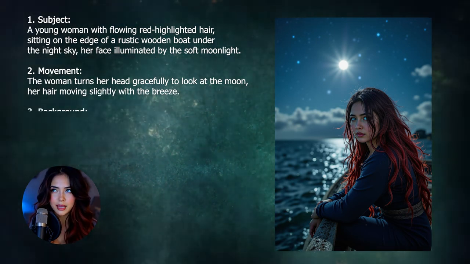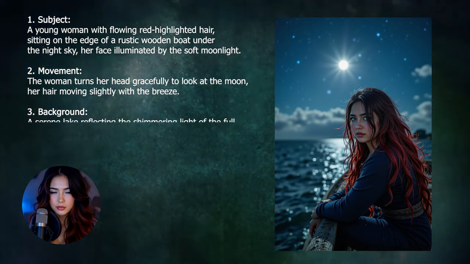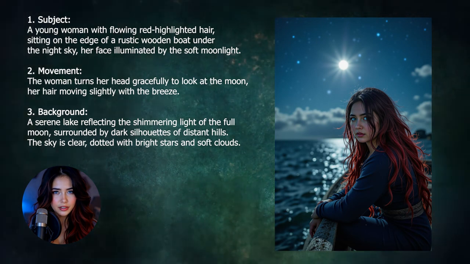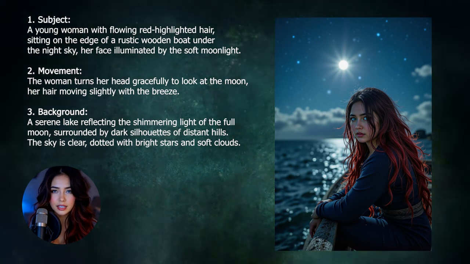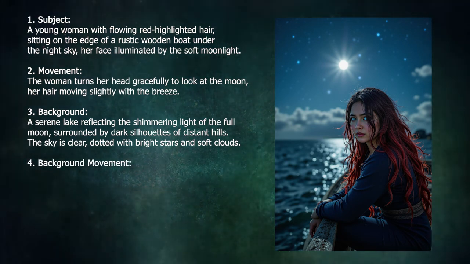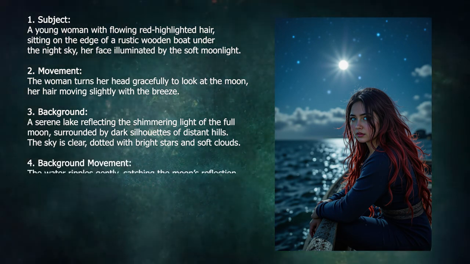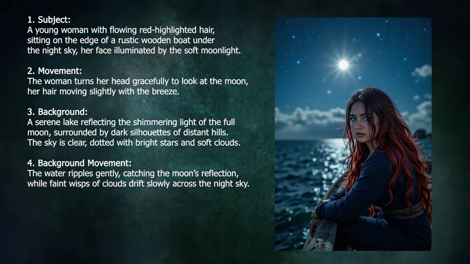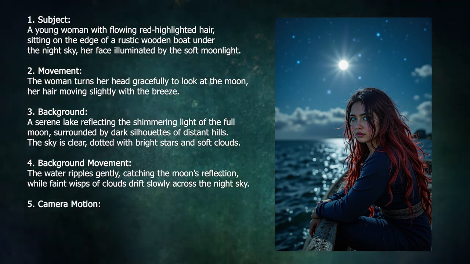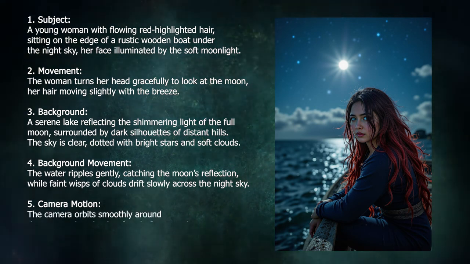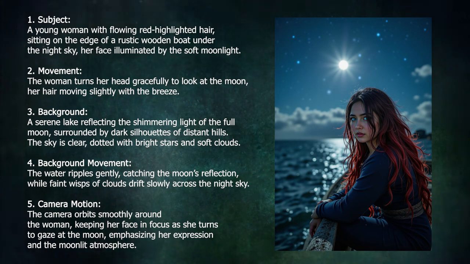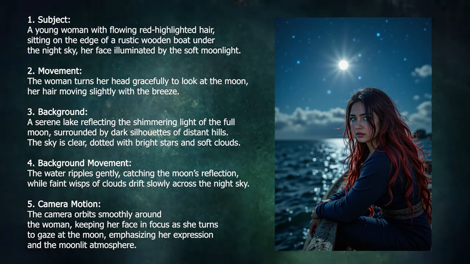Next, we have to describe the background, so I'll say a serene lake reflecting the shimmering light of the full moon. Surrounded by dark silhouettes of distant hills, the sky is clear, dotted with bright stars and soft clouds. The next thing is background movement, so I'll say the water ripples gently, catching the moon's reflection, while faint wisps of clouds drift slowly across the night sky. And finally, we have to add camera motion, so I'll say the camera orbits smoothly around the woman, keeping her face in focus as she turns to gaze at the moon, emphasizing her expression in the moonlit atmosphere.